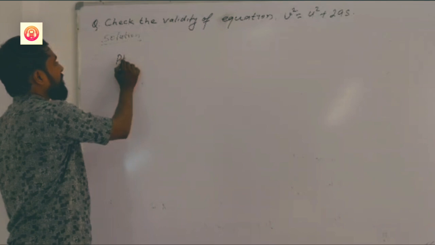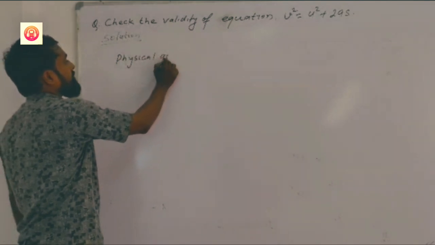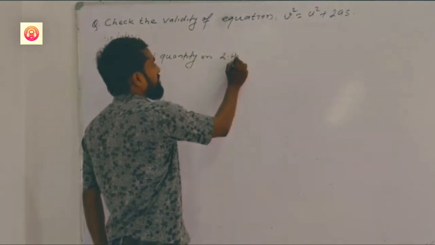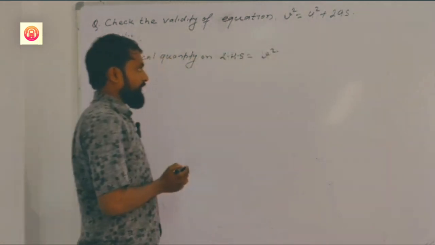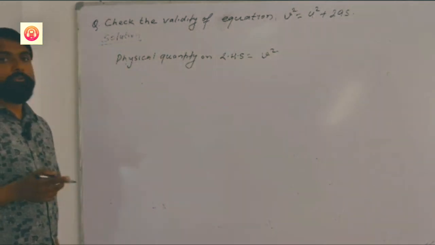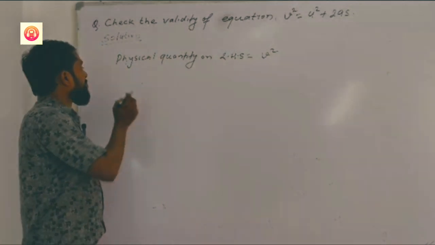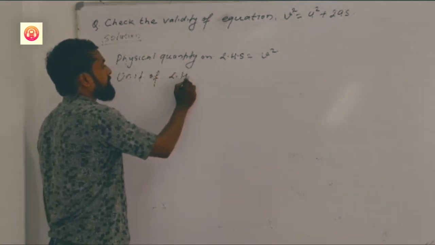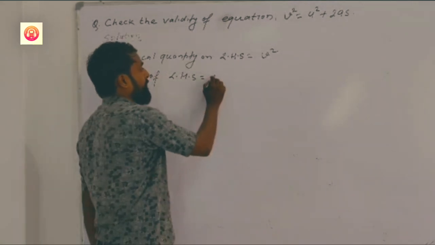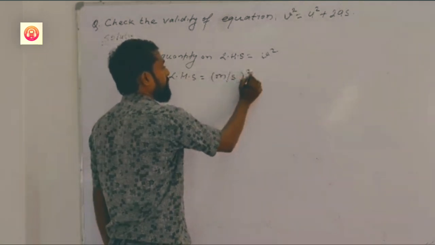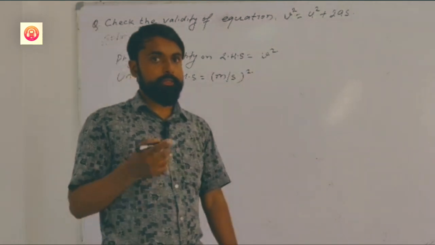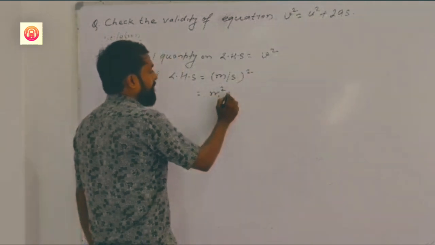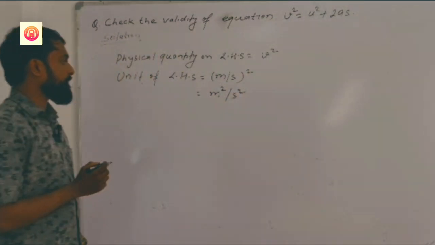So the physical quantity on LHS equals v square. So we'll write the unit of the left hand side. Unit of LHS equals meter per second whole square. We know the unit of velocity is meter per second. That equals meter square by second square.